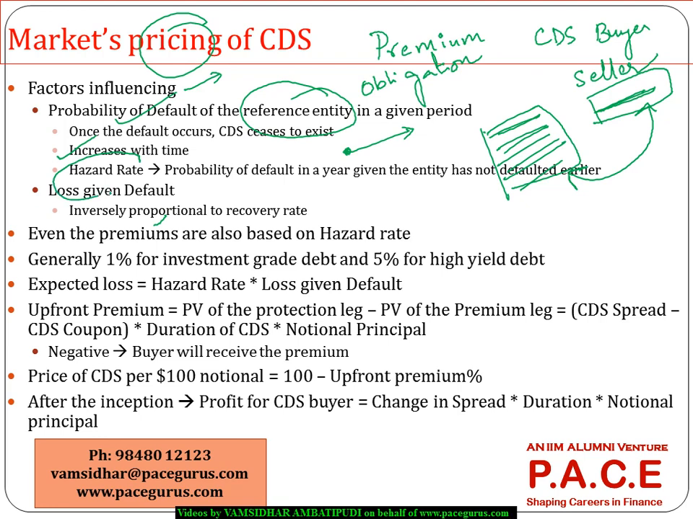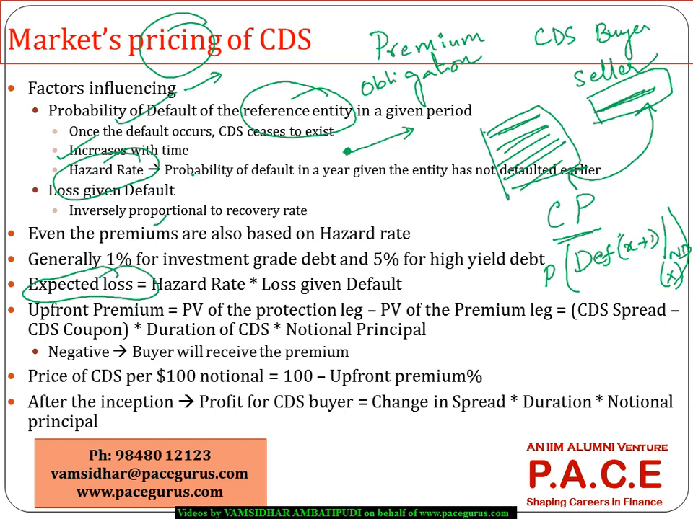The other thing that is more important to look at is the hazard rate. It's basically a conditional probability kind of a situation. What is the chance that this particular reference entity defaults in year x plus 1, given that it has not defaulted in x? This is the hazard rate. Based on this hazard rate, we compute the premiums, and what is called the expected loss.